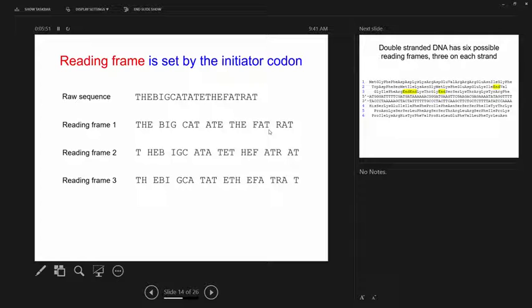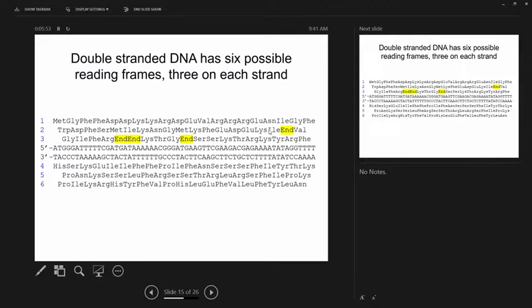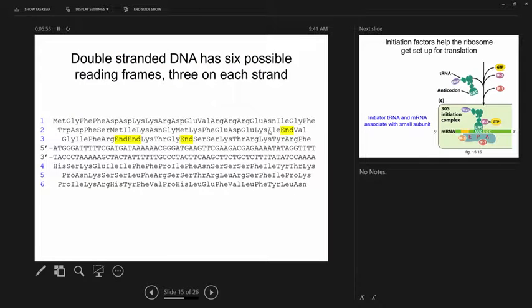Because almost every three-letter combination codes for something, well, every three-letter combination does code for something, just not all of them code for amino acids, then you can actually get incorrect things.